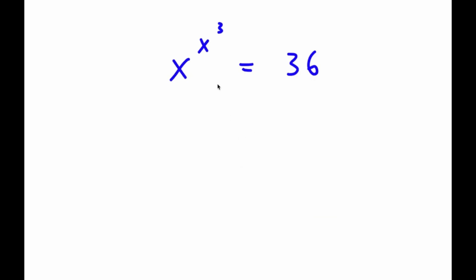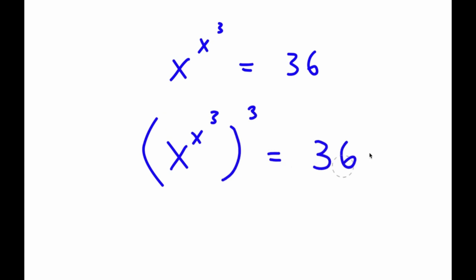Alright, so in this problem, I have x to the power of x to the power of 3 is equal to 36. So to solve this problem, the first thing I'm going to do is I'm going to take the power of 3 on both sides. So now I have x to the power of x to the power of 3 to the power of 3 is equal to 36 to the power of 3.